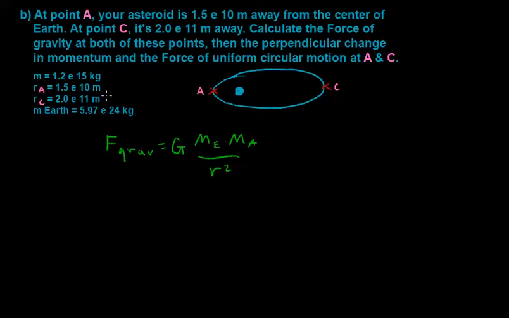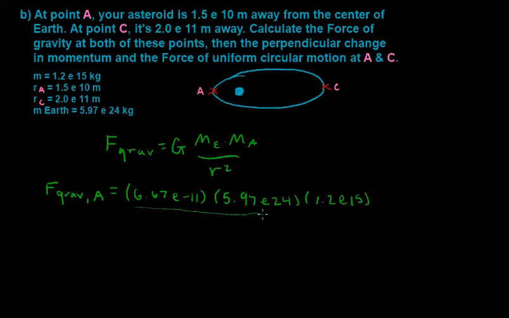So basically all we have to do is to plug in the given values so that we can calculate our gravitational force at both of these points. So if we do point A first, we can just plug in all of our values. So the big G constant is 6.67 times 10 to the negative 11th times the mass of Earth, which is 5.97 times 10 to the 24th, and then times the mass of our asteroid, 1.2 times 10 to the 15th kilograms, all divided by the distance from point A to the center of Earth being 1.5 times 10 to the 10th squared. And all we have to do is calculate this value.